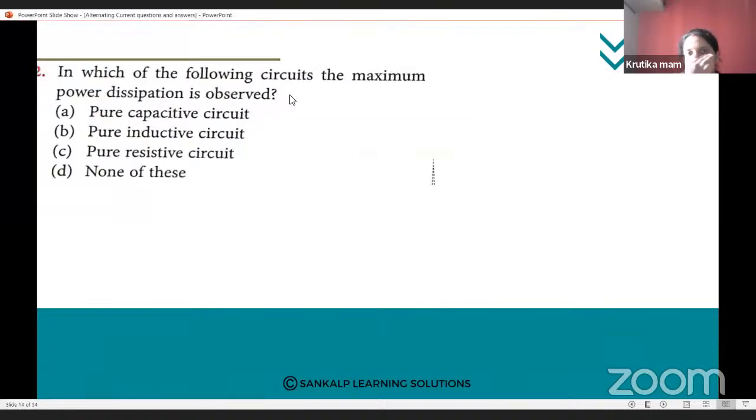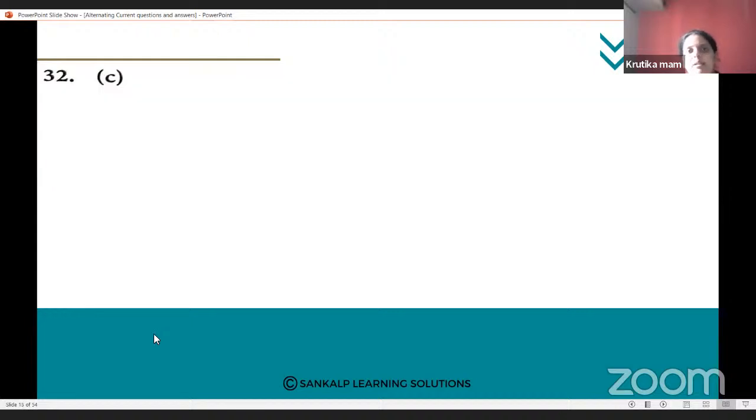In which of the following circuits is the maximum power dissipation observed? Pure capacitive circuit, pure inductive circuit, pure resistive circuit, none of these. In which circuit can we see the maximum power dissipation? Not the capacitor, because we just saw in the previous question. That is the pure resistive circuit. Yes, Pavitra, Tasmiya. It is option C. Very good. Power dissipation will be maximum only in the pure resistor circuit. Go for the next question.